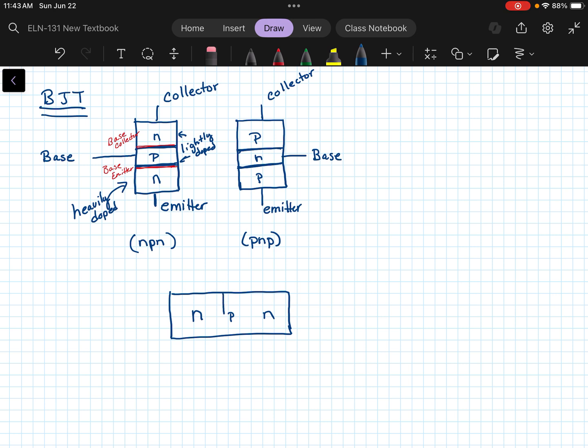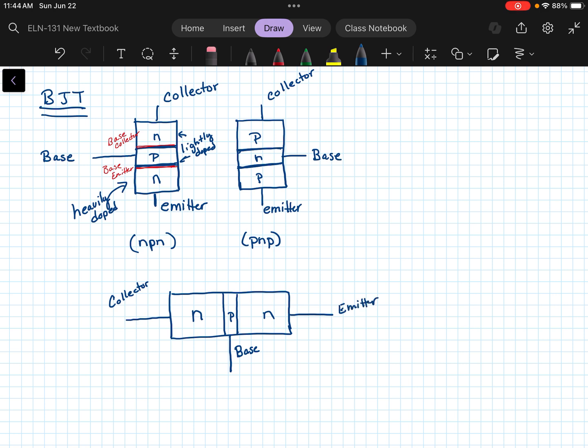But let me just show you here, this P-type material, the base material here, is much, much, much thinner than the two N-type materials on the end. Okay, I'm going to call this the collector. This is, of course, the base. And this is the emitter.